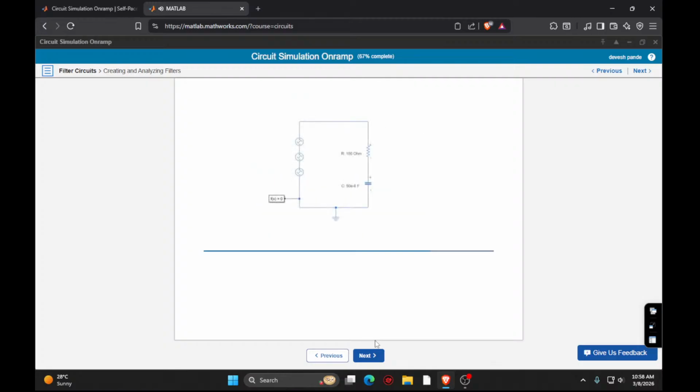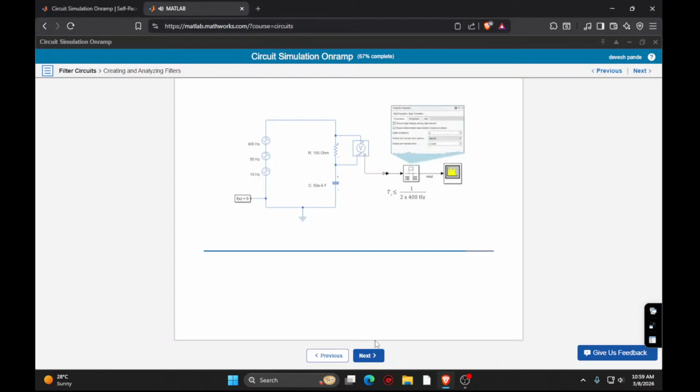Let's come back to an RC circuit and see how to choose a sample time and what spectrum analyzer can show us. This circuit has input frequencies of 10, 50, and 400 hertz, and a cutoff frequency of 318 hertz. We'll connect a voltage sensor, physical signal to Simulink converter block, a rate transition block, and the spectrum analyzer. Our sample time should be no larger than 1 over 800 seconds. We'll round that to 1,000th of a second.